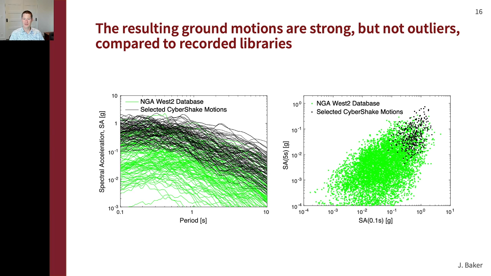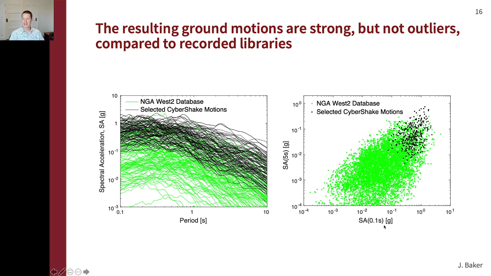So on the left is, I think, about 100 samples from each database. In green is shown the NGA-West2, so this is response spectra on the left. And in black is shown some of these CyberShake ground motions that were selected. And so you can see the black ones are strong, but they're not sitting above the NGA-West2 database motions by any stretch.